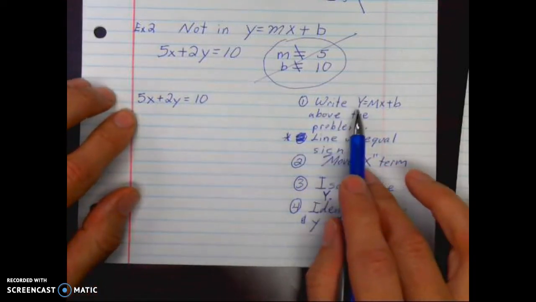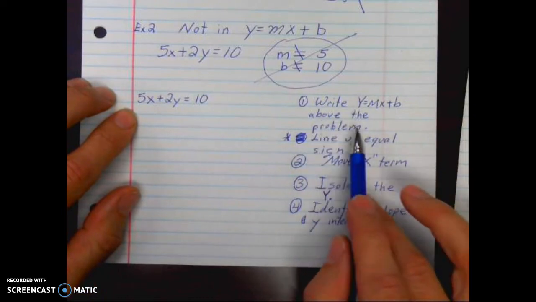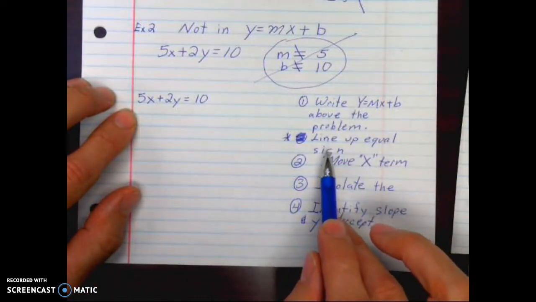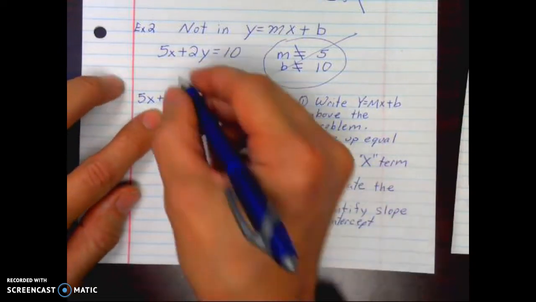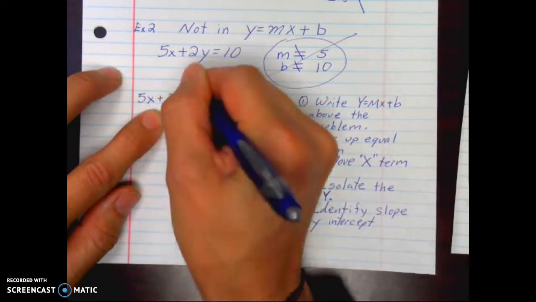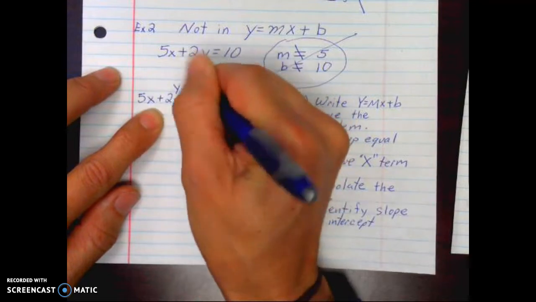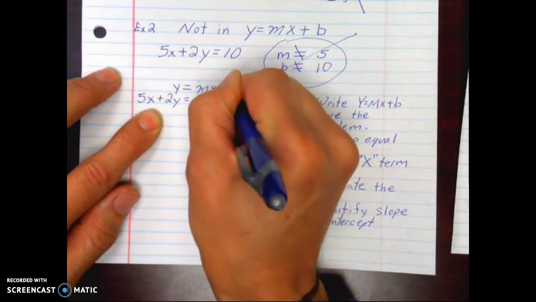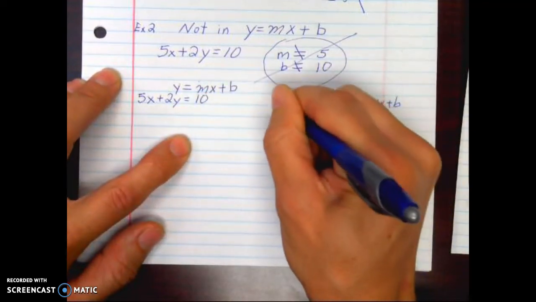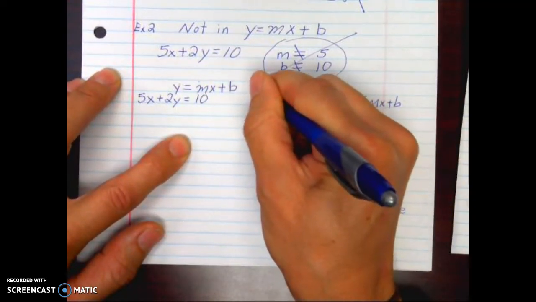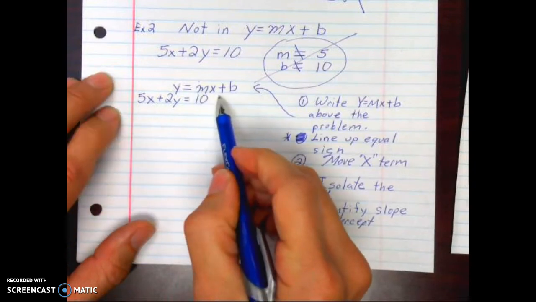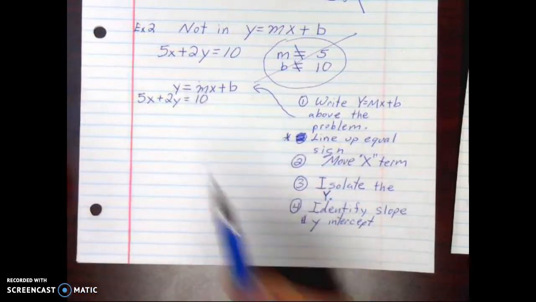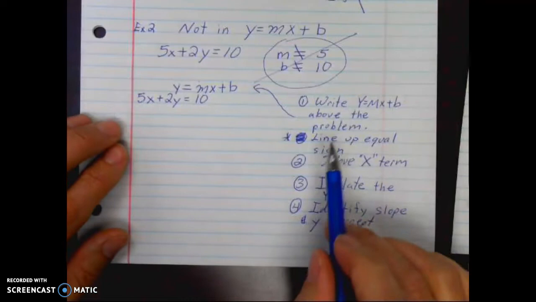So step 1, write the y equals mx plus b above the problem. And it says line up the equal sign. So what do I mean? Put the equal sign right here. Put the y where it should be. Put the mx plus b. So this is step 1. That means I should see this on all of your problems. Line it up. Now, step 2.